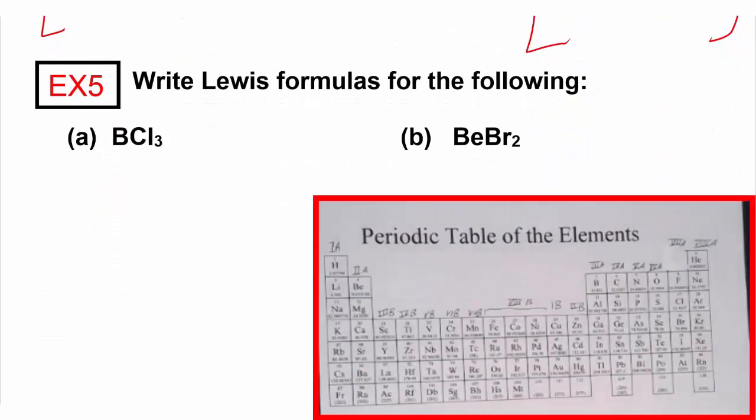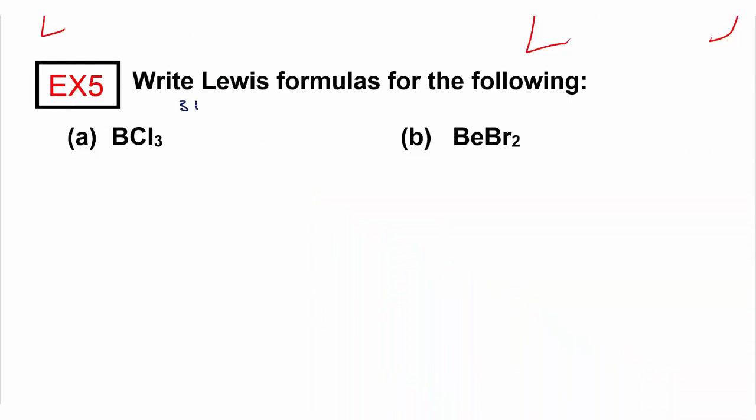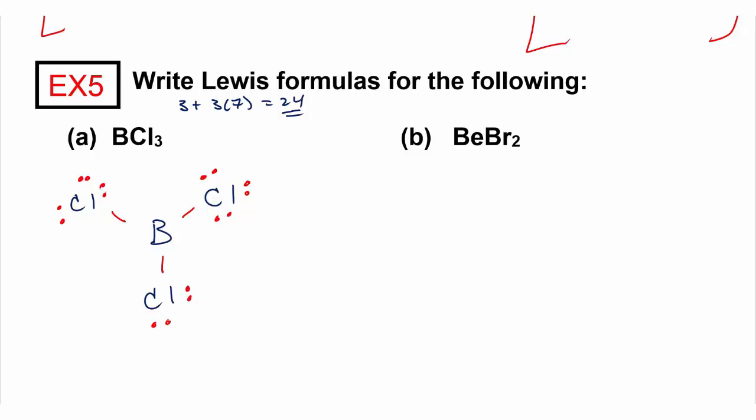Boron trichloride. Boron is in group 3. I have 3 chlorines, each one has 7. It's 24 valence electrons to work with. So boron has to be in the center, surrounded by 3 chlorines. So we'll first connect them, make octets on the surrounding atoms, and if anything is left over, we'll put it on the center atom, just like before.